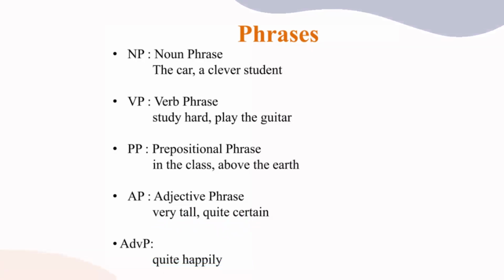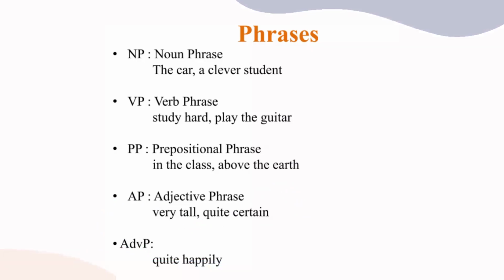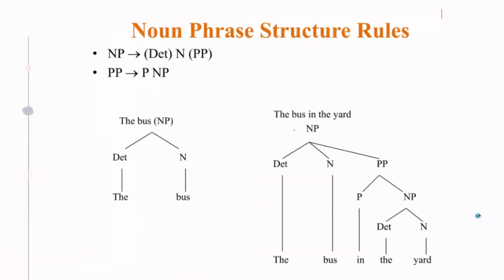Or with a beautiful smile. This is another example. The girl with the beautiful smile. The girl is a noun phrase, with the beautiful smile is an adjective phrase. Then we have adverb phrase. You can see here ADVB, right? And the example is quite happily. How happily? Quite. Happily. Happily is adverb. I hope it is clear till now.